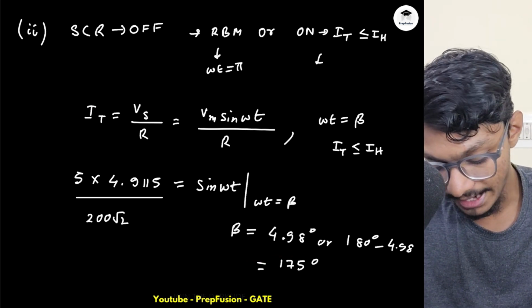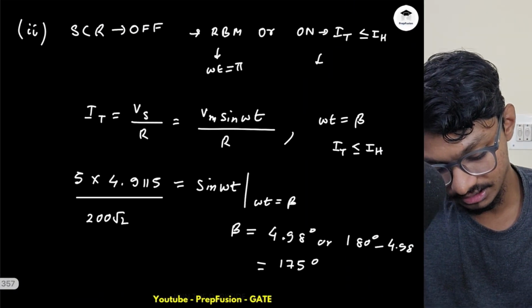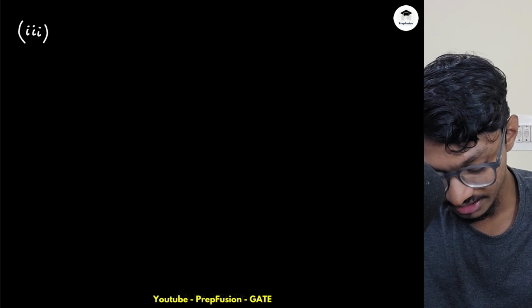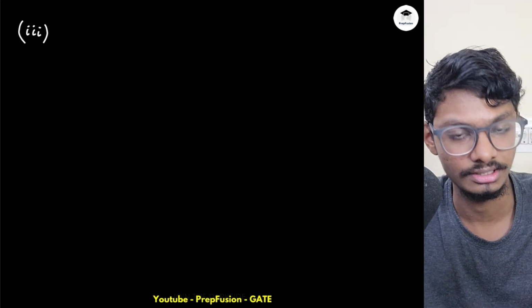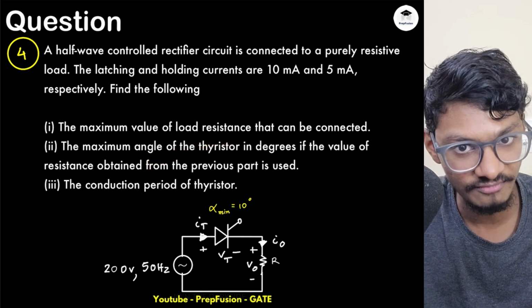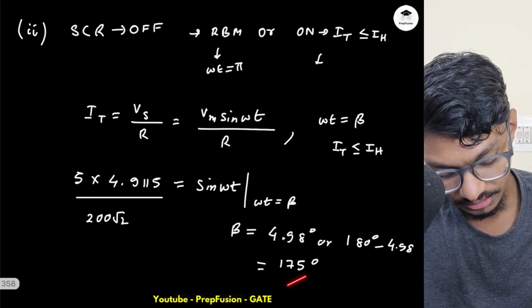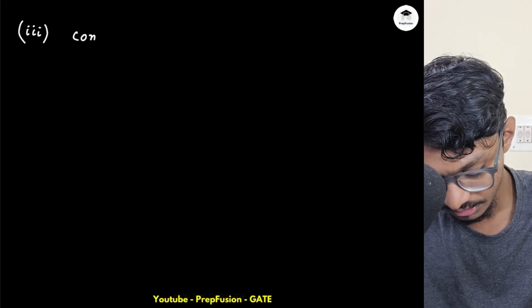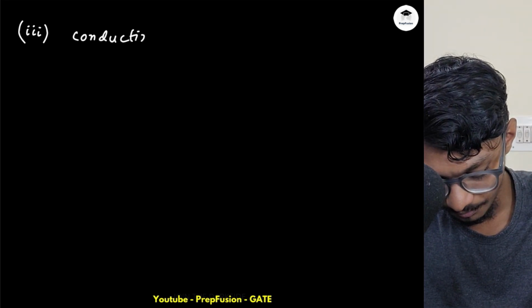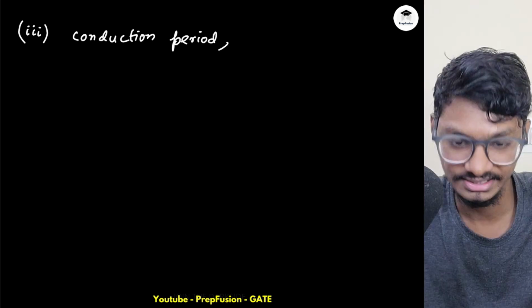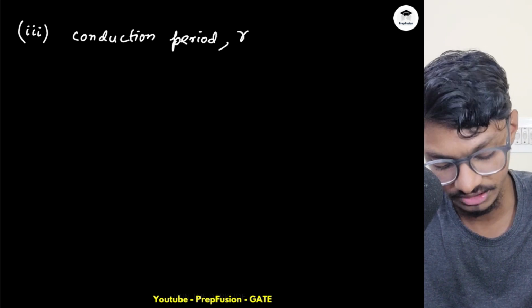Okay, and what are they asking in the third part? They are asking us the conduction angle or the conduction period, right? The period for which the SCR is conducting. The SCR starts to conduct from alpha and it ends at beta, because after that current becomes 0. So it will be simply the conduction period. This is also defined as gamma. These terms I will explain later on, don't worry.